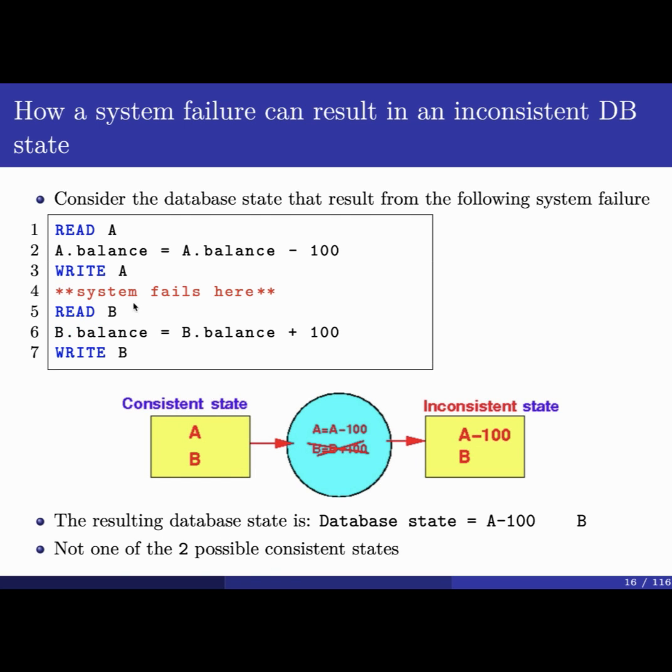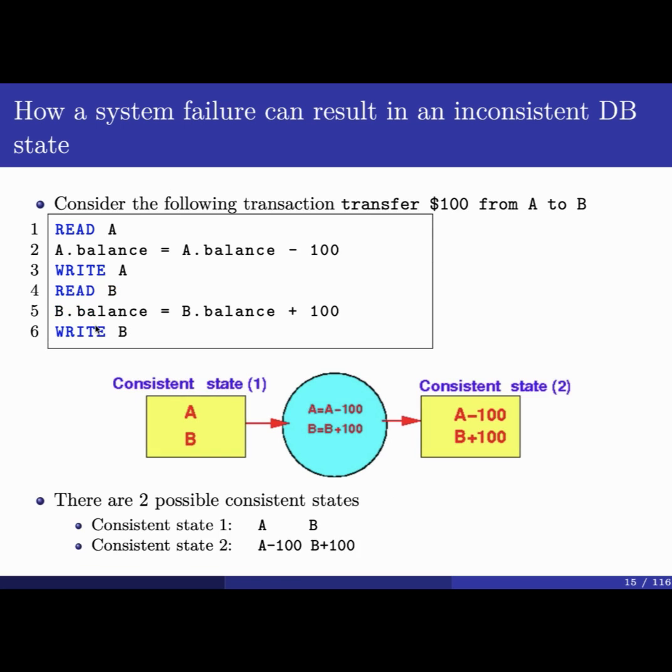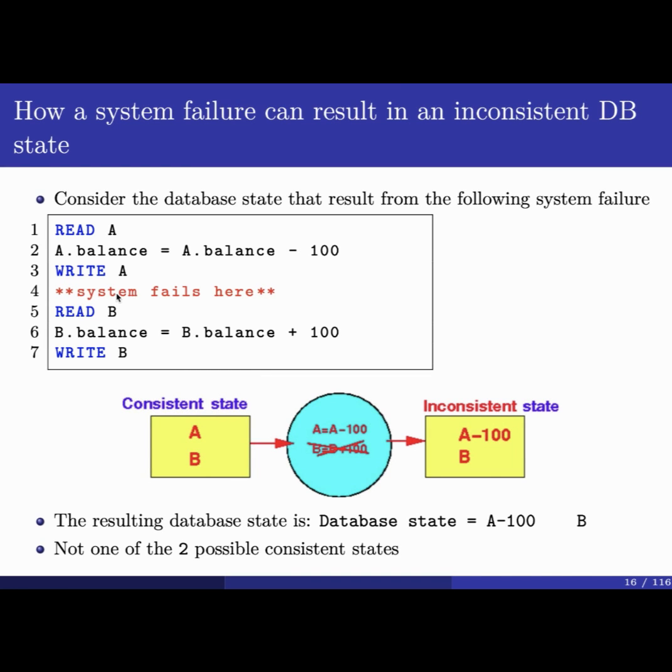Okay? So again, this is the same transaction. If the transaction executes correctly, it's going to transfer one consistent state to another consistent state. If not, a system failure might happen here. I put this one here for the reason that it comes after you update the value of A. So in this case, what happened? You start from A and B. This is the first consistent state.